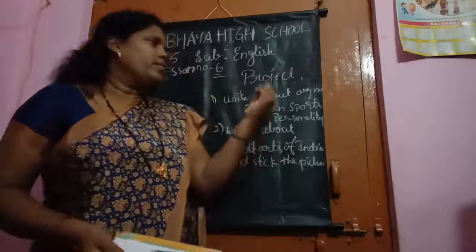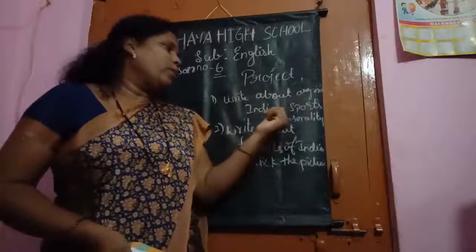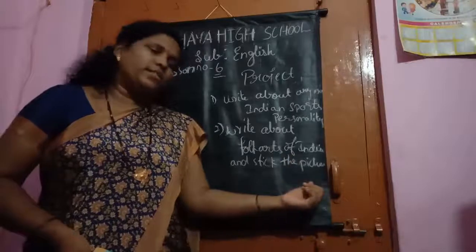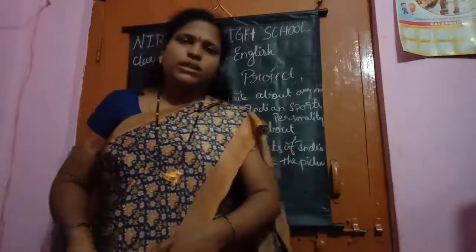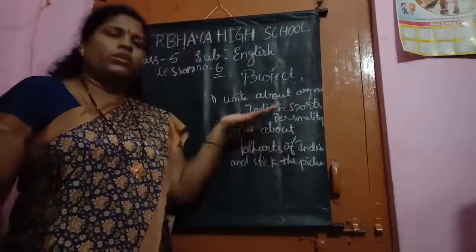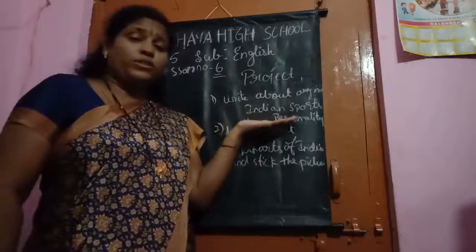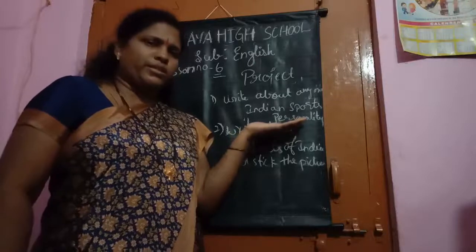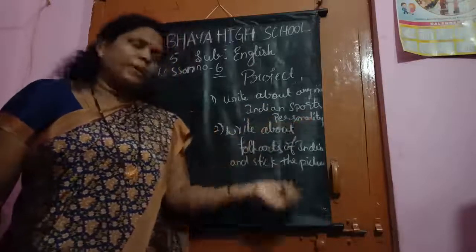Understood children? What is the first project? Write about any one Indian sports personality. Write about folk arts of India and stick the picture. Okay, these two projects you should do. And I will tell you when you should submit. Be ready. I'm thinking that you will complete in 2-3 days. Yes, children. Till Monday you complete the project.